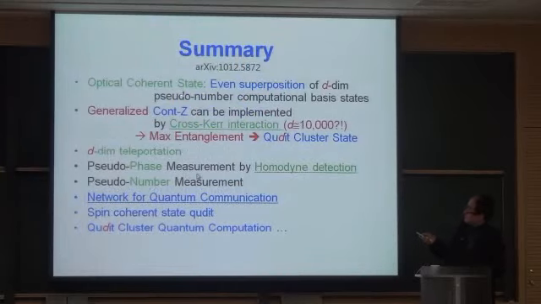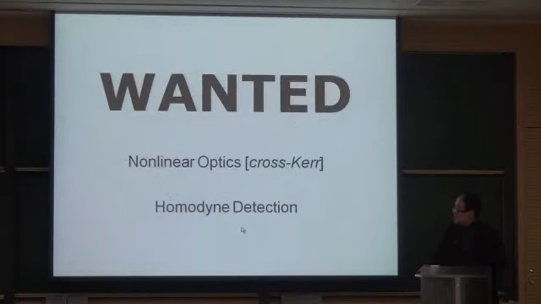So here, the optical coherent state can be interpreted as an even superposition of the d-dimensional pseudo-number computation basis, and control Z can be implemented using cross-color interaction. And I showed you d-dimensional teleportation and the network for quantum communication. And this might be used for Qudit cluster quantum computation.